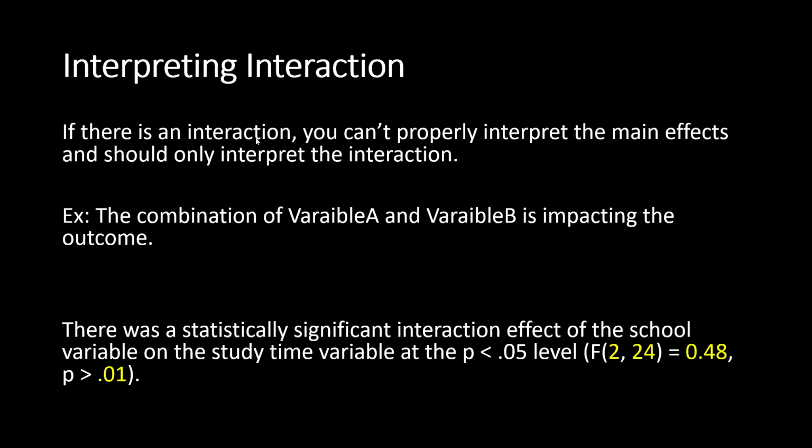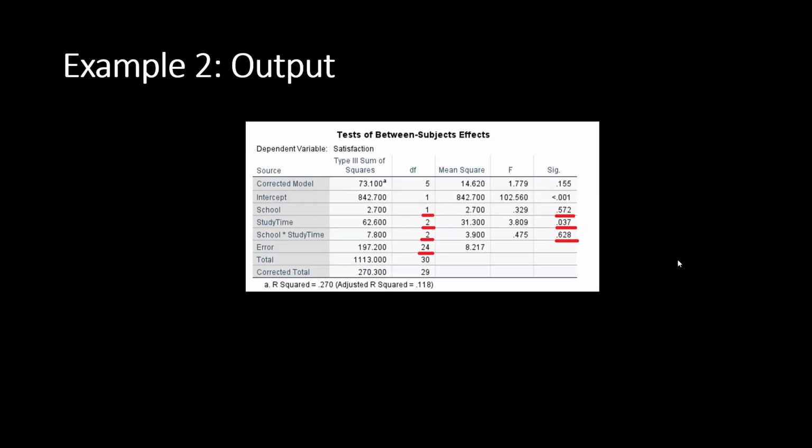So if there is an interaction, we wouldn't be able to appropriately interpret the main effects, and we can only interpret the interaction, meaning that we wouldn't be able to say anything as it relates to study time. We would only be able to interpret the interaction effect. So this, school and study time, even though this is significant, we couldn't interpret either of these. We could only interpret the interaction.